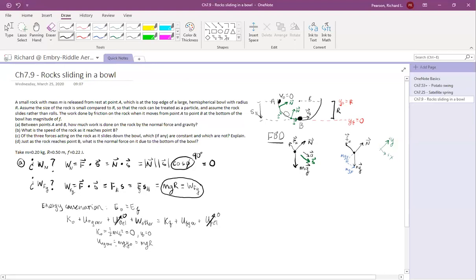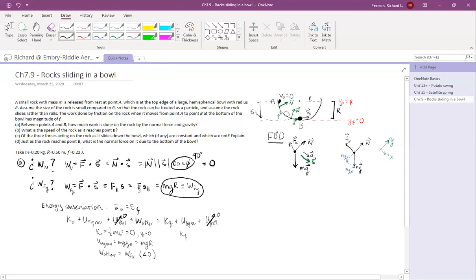Okay? And we'll talk about our work other, but this work other is what we're going to have for our work of friction. And specifically, it's going to be less than 0, which means it's going to be removing energy from our mechanical energy, its motion, to some thermal, right? It's going to transfer it into that.